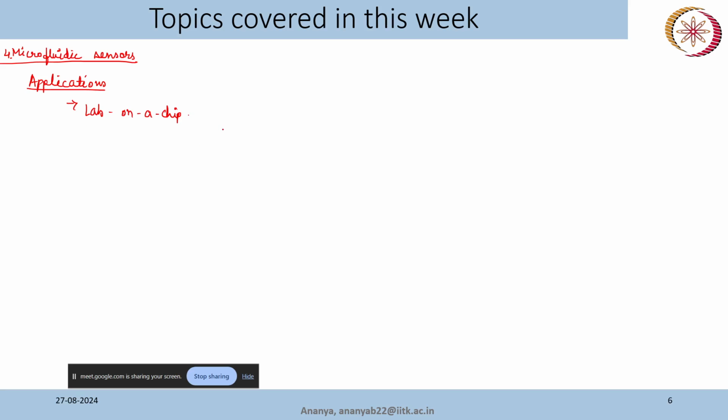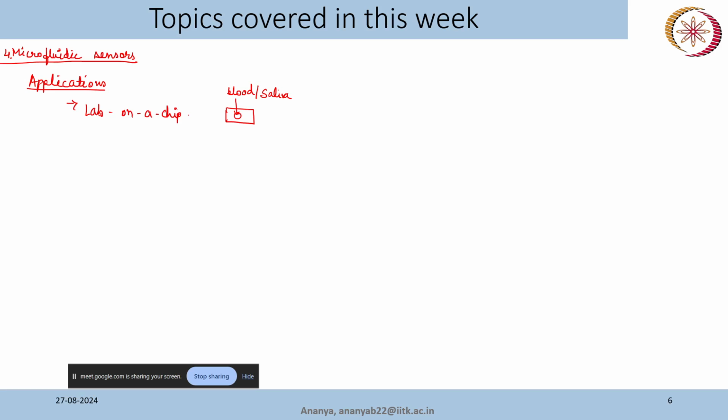So what is lab on a chip? It's like you have a small sensor. You can put your sample here, say blood or saliva sample, and you can do a test. You know those glucose sensors, like small devices. You don't have to go to a laboratory or a hospital to detect something. This became possible due to the fabrication of smaller sensors.